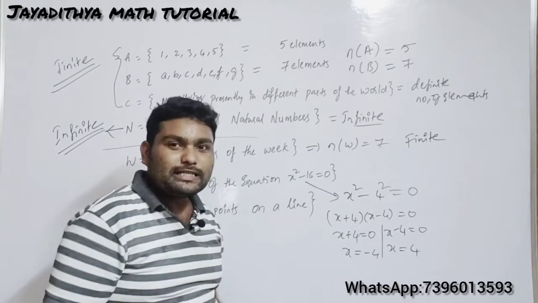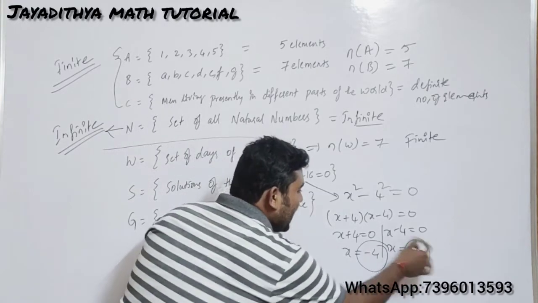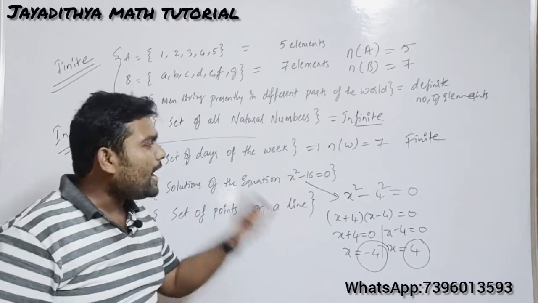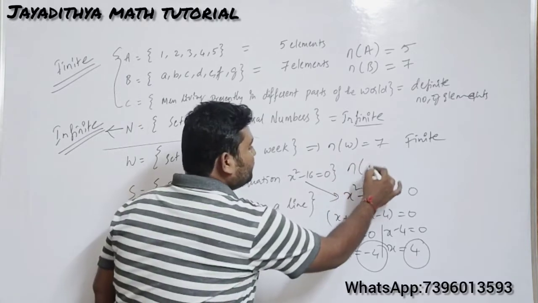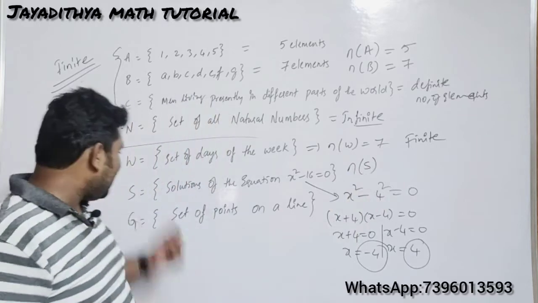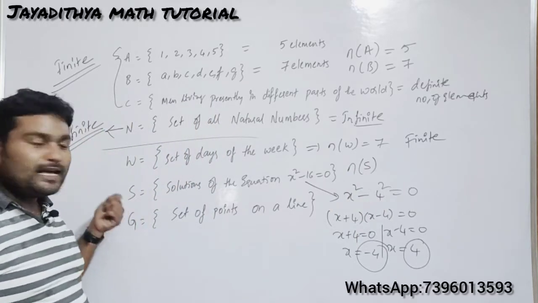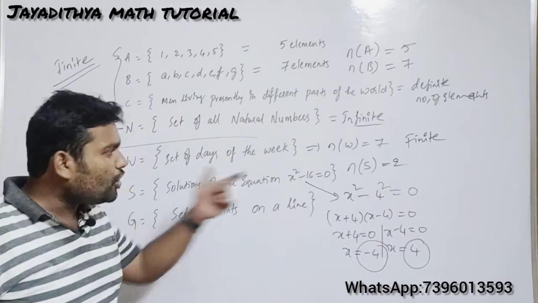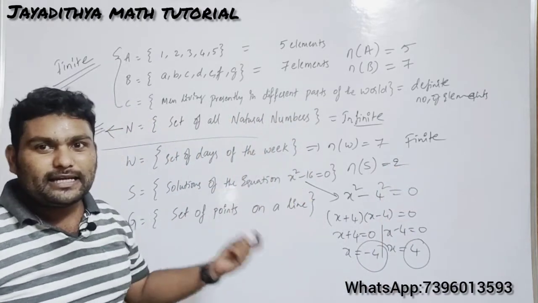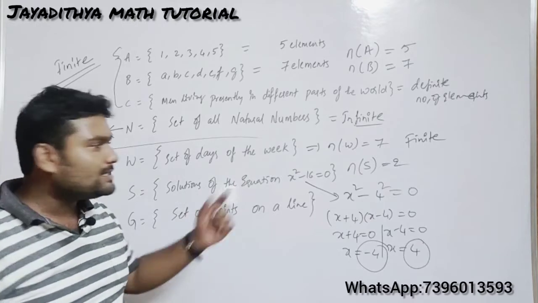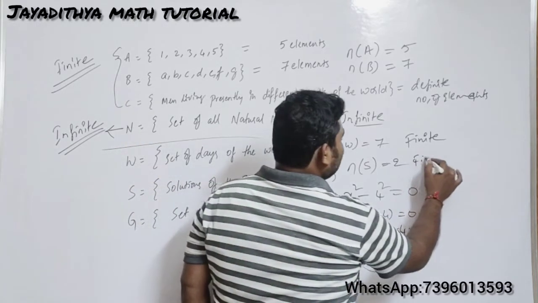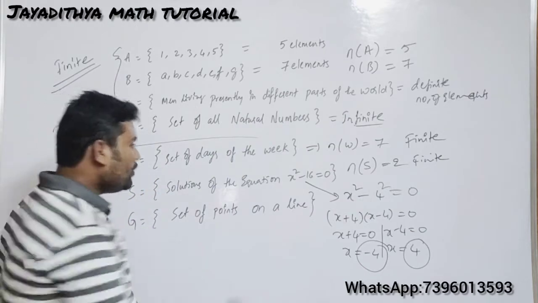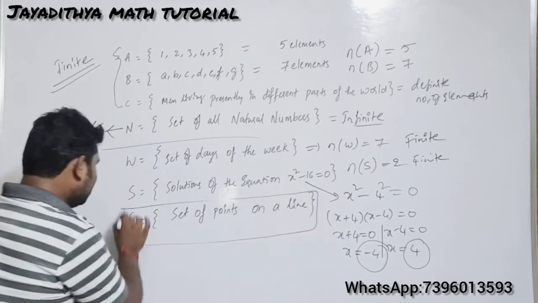So how many solutions do I have now? X is equal to minus 4 and x is equal to plus 4. I have two solutions. So I can easily say that the number of elements in the set S is equal to 2. Again we got a finite number here. So simply by looking, you can say that this is a finite set. Let us go for the last example.